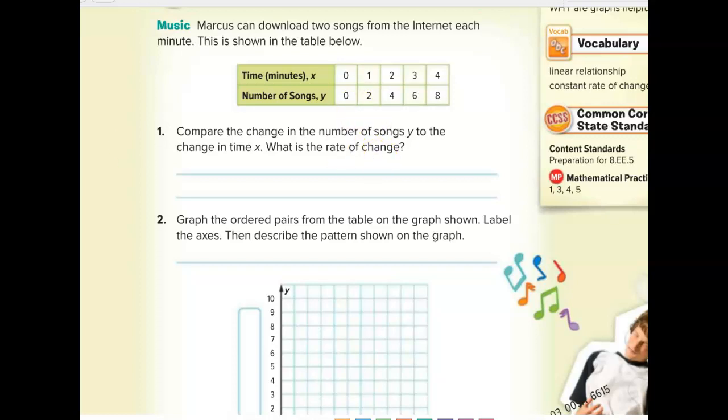Okay, so up at the top, your X's go by what? They always increase by 1, so +1. What do my Y's increase by? 2s, right? Each time? Yeah. Okay, so it said to compare the change in Y, the number of songs, so our Y is 2, over our change in time X, which is 1. So that is our rate of change, 2 songs per 1 minute.